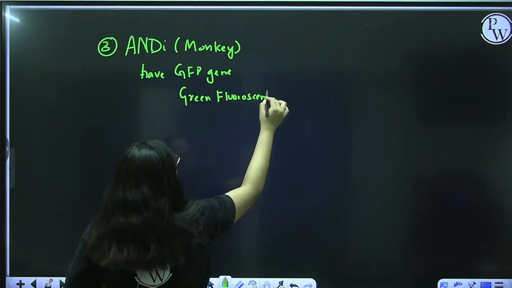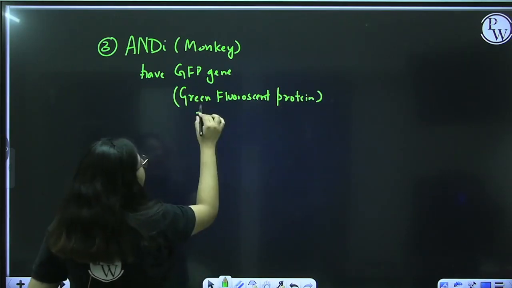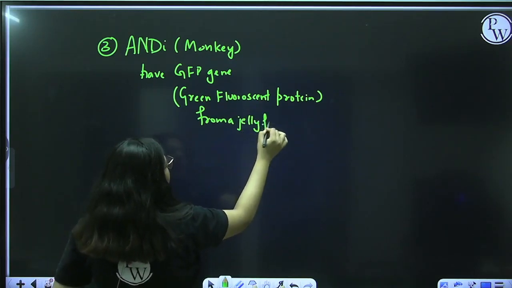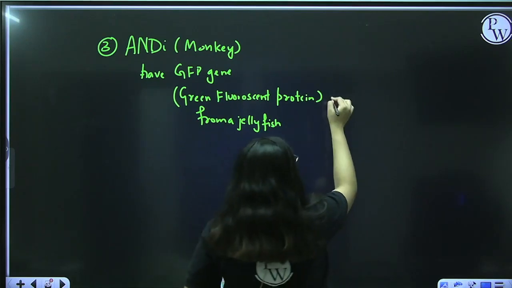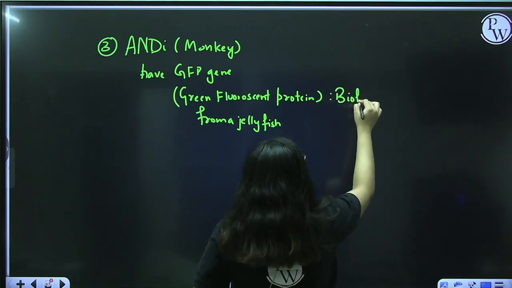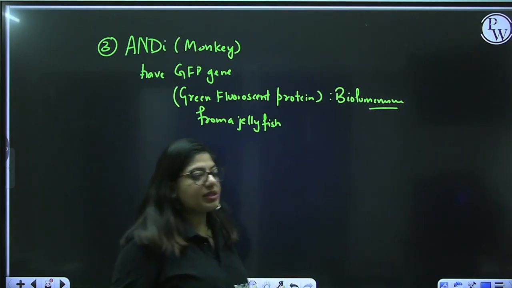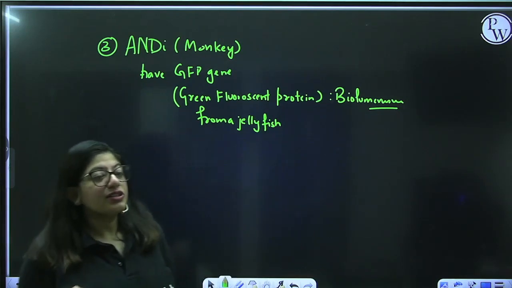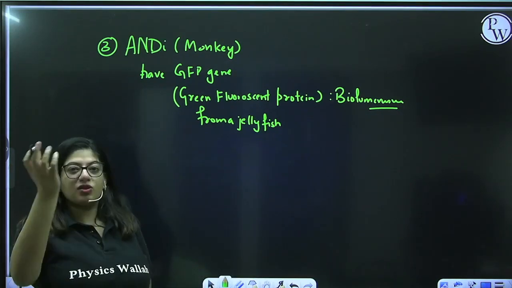fluorescent protein. So this green fluorescent protein is isolated from a jellyfish, and this is responsible for bioluminescence. Yes, so now Andy also shows bioluminescence. What is bioluminescence? Bioluminescence means anything that emits light, right? So the gene from the jellyfish is transferred into the monkey. Now the monkey is also emitting light.